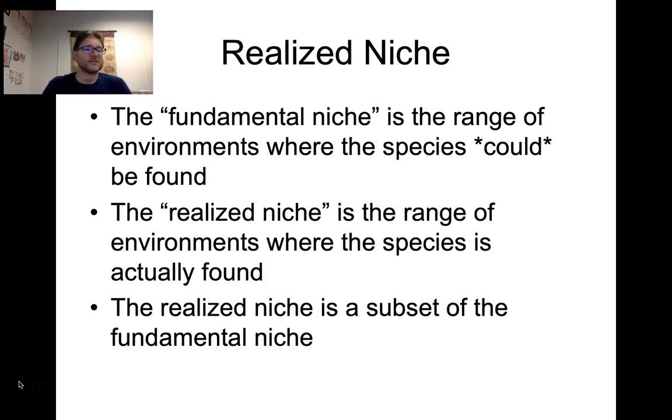So maybe a particular ant species isn't found in all of the environments where it could theoretically tolerate living, because there's this frog that lives in these colder temperatures that eats the ant and keeps it from being able to persist in those colder temperatures. So the realized niche is a subset of the fundamental niche. The realized niche is a subset of all possible environments where the species could be found. And it's just that narrower range of environments where the species is actually found.